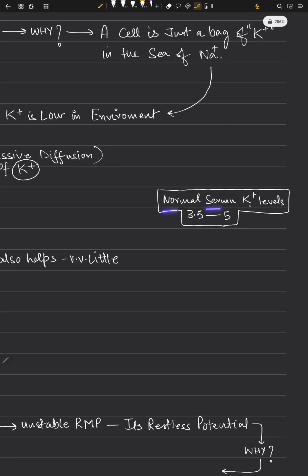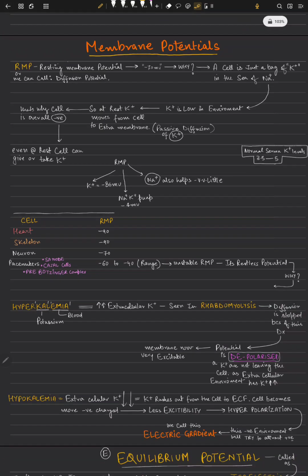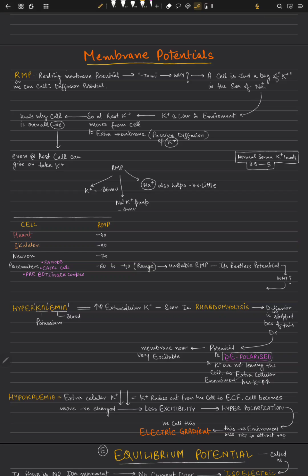By the way, normal serum potassium levels are 3.5 to 5. Very important to remember this. Cool. These are just normal levels of RMPs. So cardiac cells stay at minus 90. Skeletal muscle as well, minus 90. Neurons are minus 70. So these are highly, even a little bit of positive charge can mess them up, because they are really negatively charged.